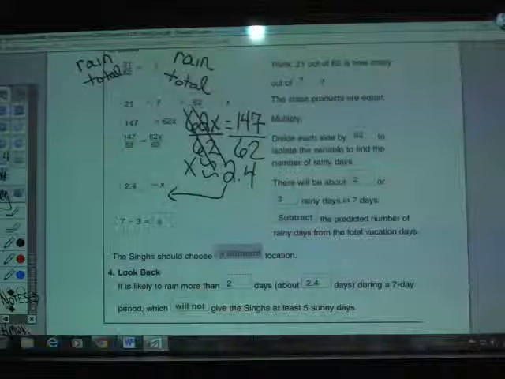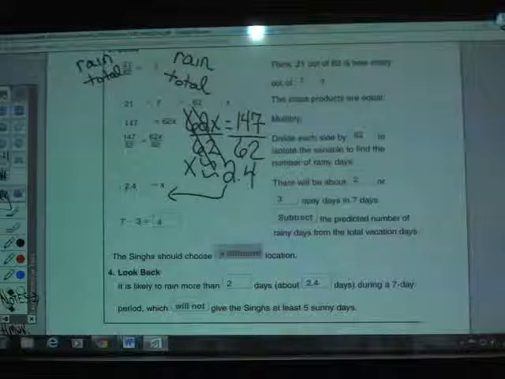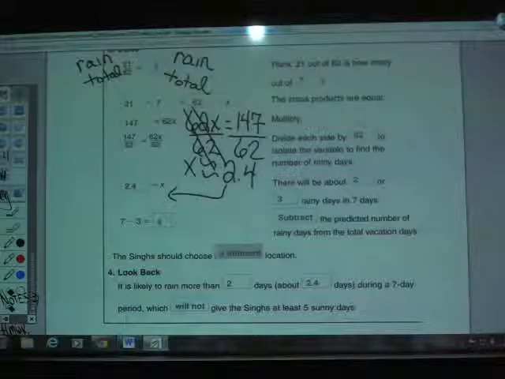Well, remember, what the question says here is that it can only have 2 rainy days. Anything more than that, and they don't want to go there. So because of that, it's not going to work. Even if we round up and we're really generous here, that's why they're doing 7 minus 3 on the next line. Again, rounding that 2.4 way up to 3.